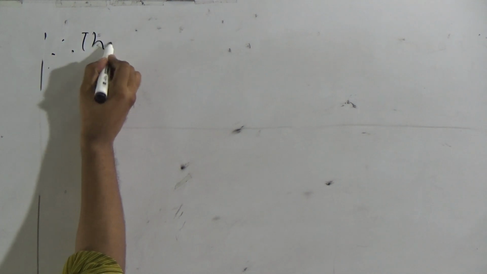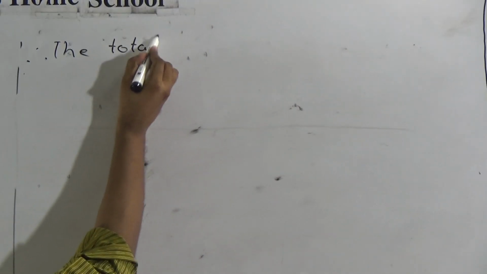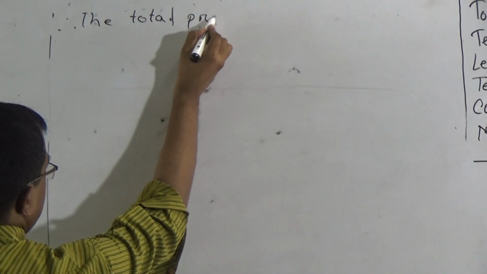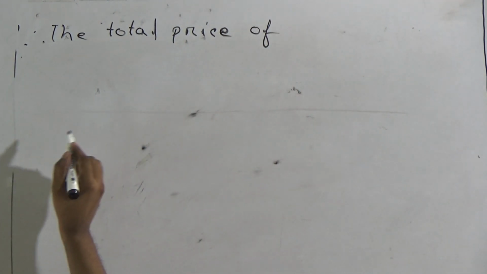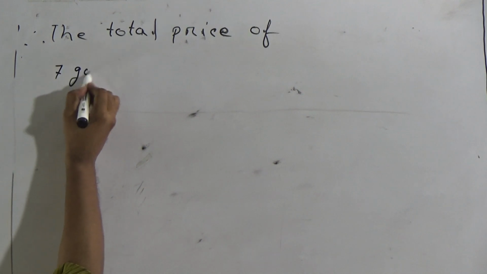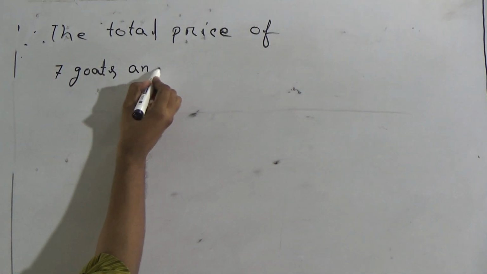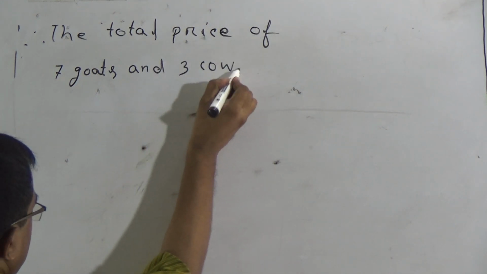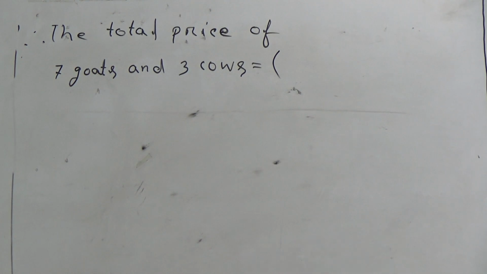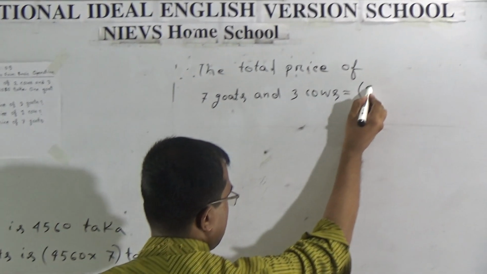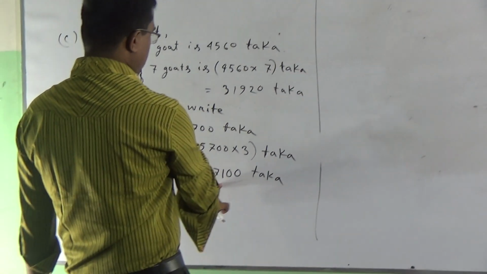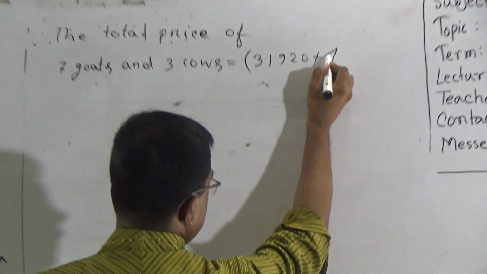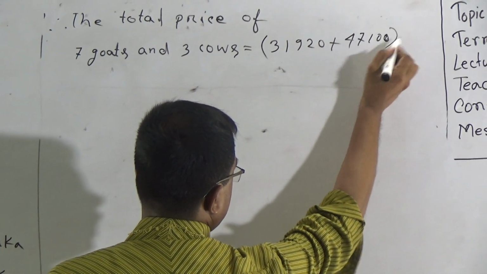Therefore, the total price of 7 goats and 3 cows is equal to 7 goats price is 31,920 plus 3 cows price is 47,100 taka.